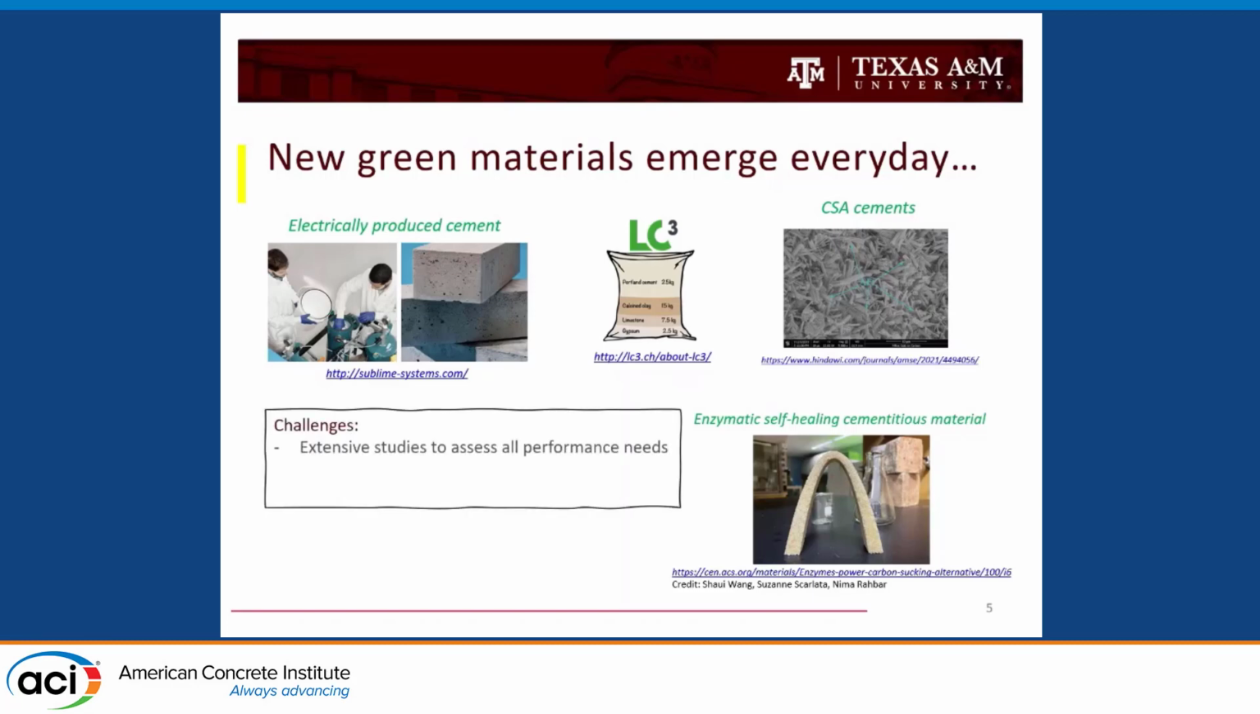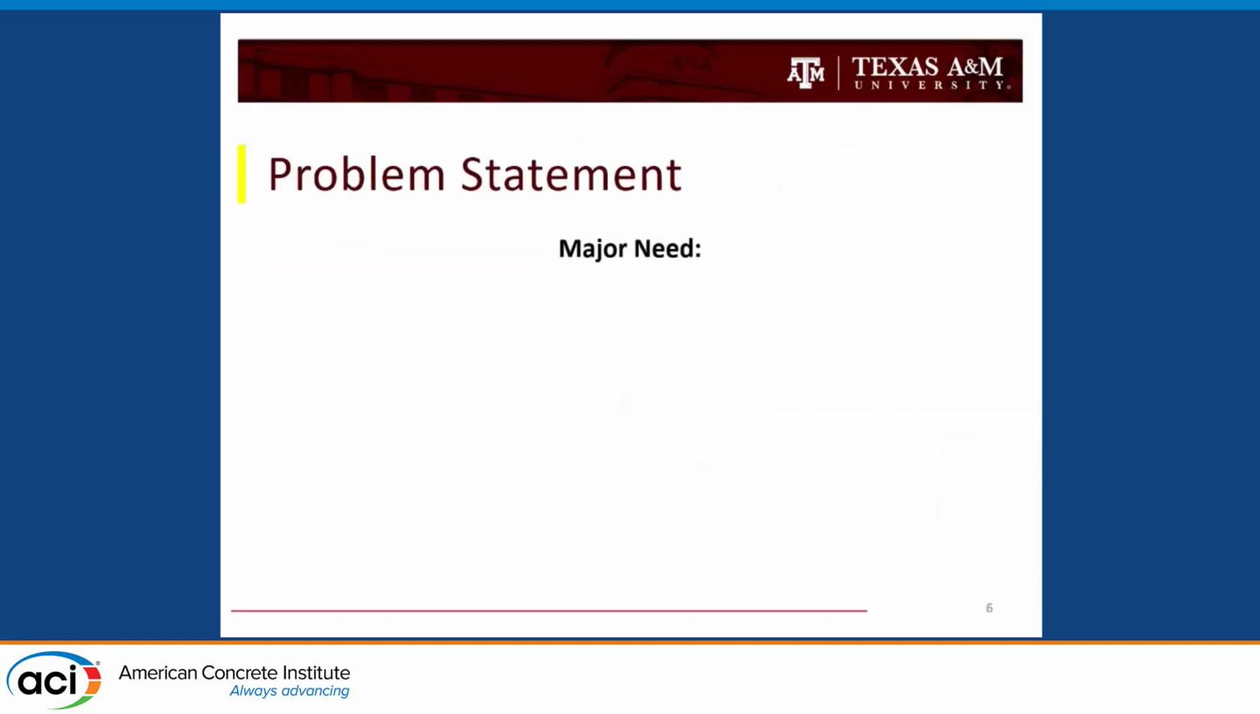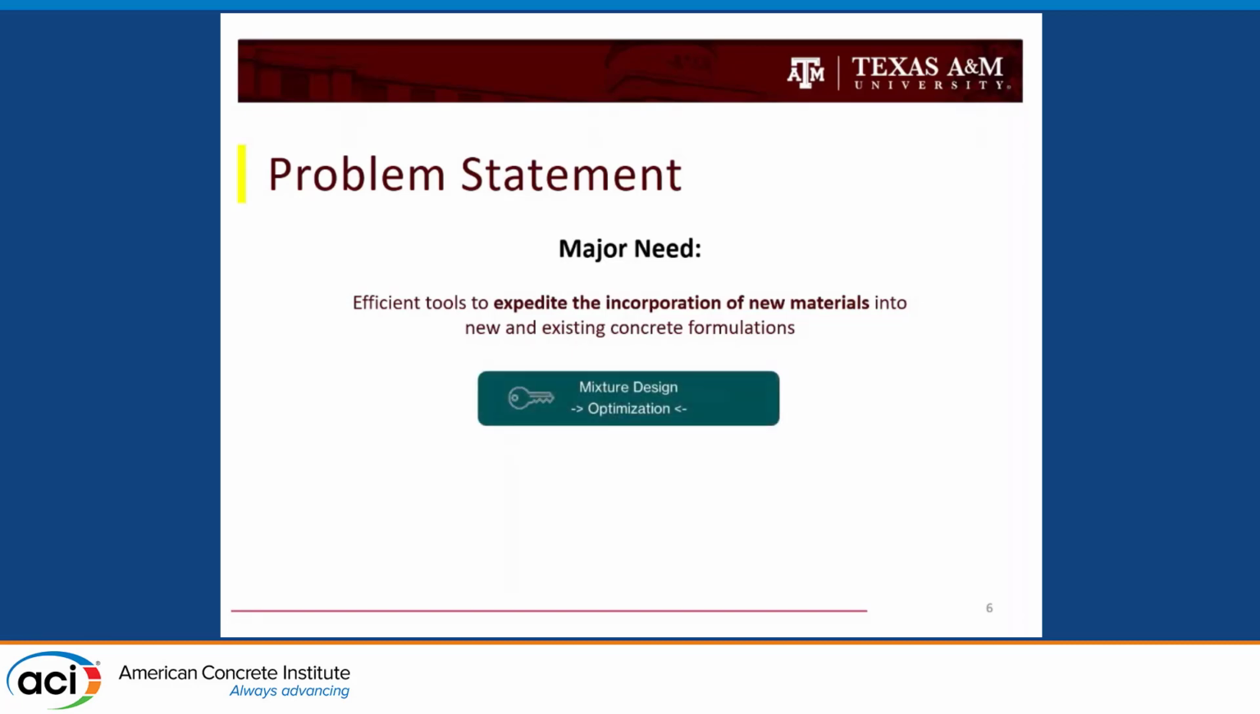So these typically lead to extensive studies to assess all the performance needs, the unknown long-term performance of these materials in concrete, and the limited data available for complex AI modeling. So there's a major need for efficient tools to expedite the incorporation of these materials into new and existing concrete formulations. We want to know, in a short period of time, how much of each ingredient we need for a certain application for these materials to be ready to go, at least not to take 10, 20 years of research so we can get there.